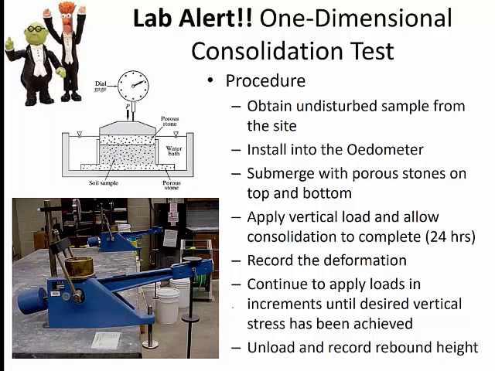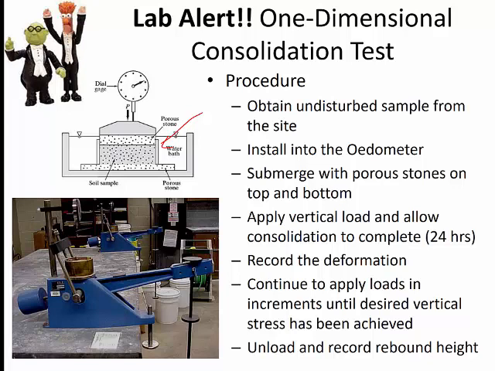So the procedure is very simple. I'm going to get into this in a little more detail when we see some more images, but you obtain an undisturbed soil sample from a job site at various depths. And that soil sample is then installed into what we call an odometer or a consolidometer, which is the device you see on the upper left there. This is the consolidometer here, this device here that contains the soil.